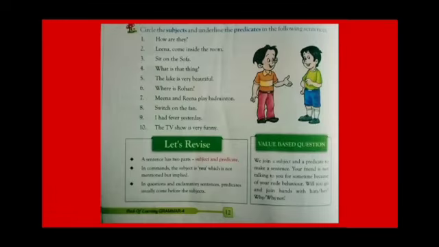Circle the subjects and underline the predicates in the following sentences. How are they? So this sentence is about they. Then they would be the subject. And how are is the predicate. Lena, come inside the room. This sentence is about whom? Lena. So Lena is the subject. Come inside the room is the predicate.